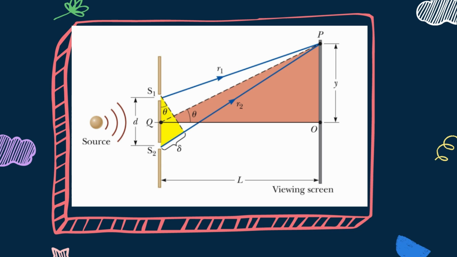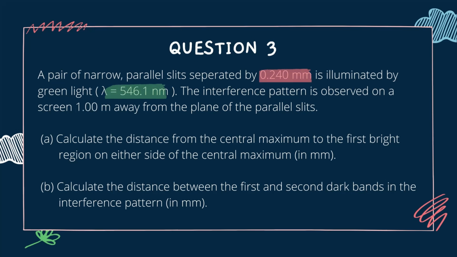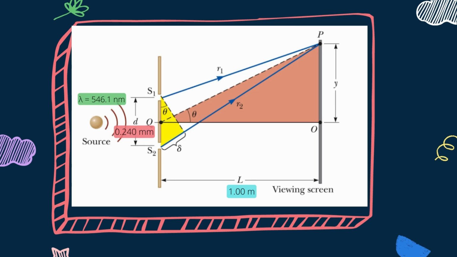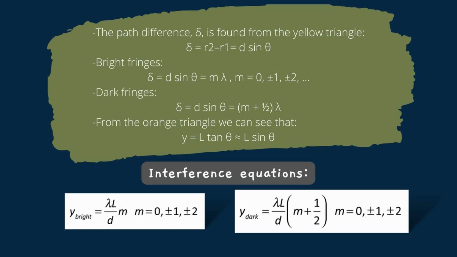As you have probably noticed, the question orally provided us with 3 values for the setup, which are the values for d, L, and lambda. These values will be used in an equation in order to find y, the distance between center of the screen and the fringe. To answer this question, we must derive the interference equation which relates elements of the Young double-slit experiment together.